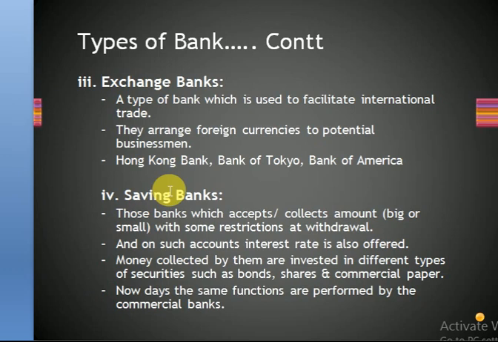What is a money market instrument? Those financial assets, those securities which are traded in the financial markets and have short maturity are called money market securities. And the money market is that market where the securities are short term, meaning their maturity is up to or less than 1 year.